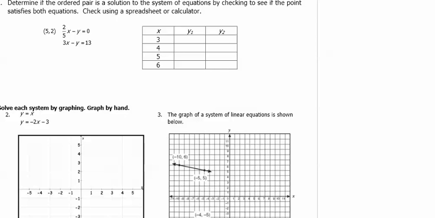Hello. In this video, we're going to dig more into solutions. So we're going to talk more about solutions to a system of linear equations. Okay, so it says determine if the ordered pair is a solution to the system of equations by checking to see if the point satisfies both equations. You can also use your calculator or a spreadsheet.